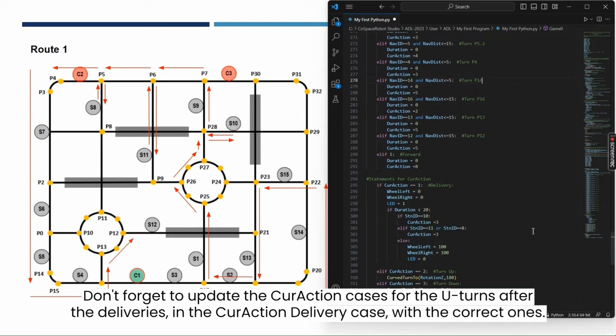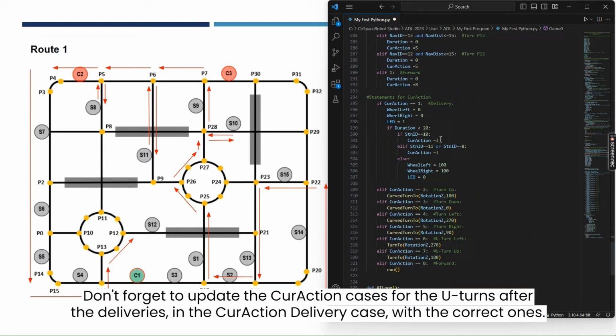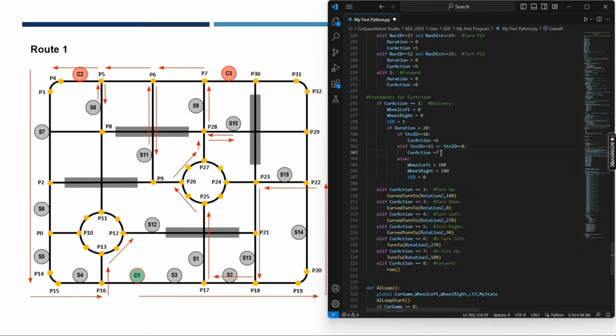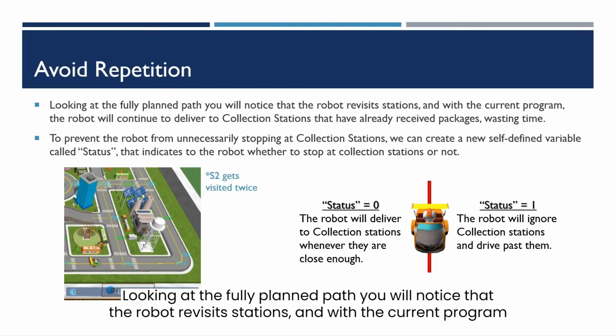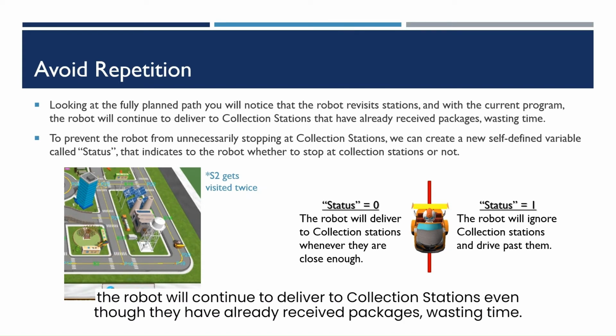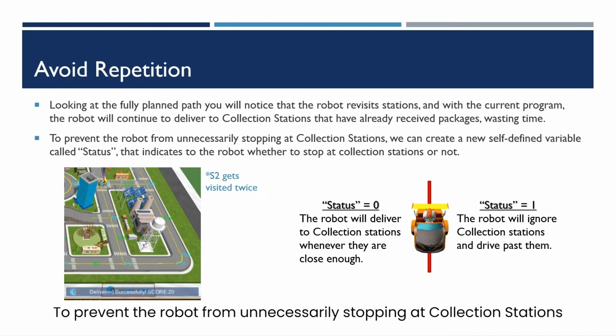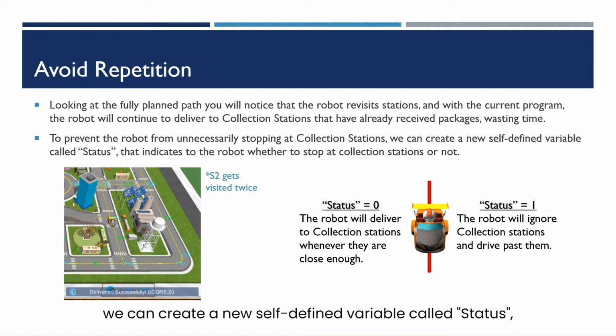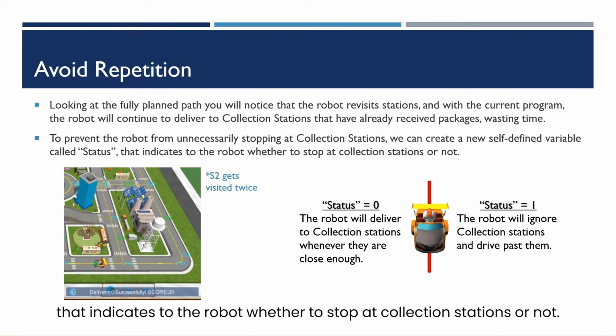Don't forget to update the CurveAction cases for the U-turns after the deliveries, in the CurveAction delivery case, with the correct ones. Looking at the fully planned path, you will notice that the robot revisits stations, and with the current program, the robot will continue to deliver to collection stations even though they have already received packages, wasting time. To prevent the robot from unnecessarily stopping at collection stations, we can create a new self-defined variable called status that indicates to the robot whether to stop at collection stations or not.